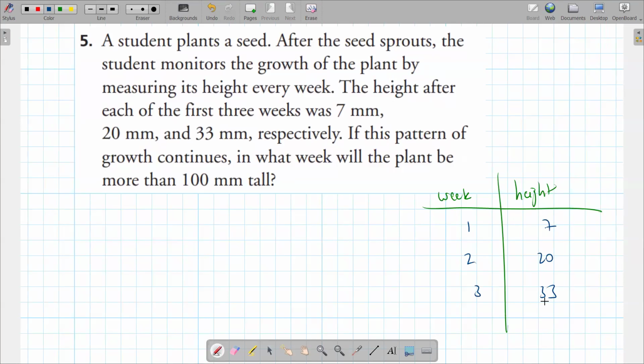What's the question asking us? I'll give you the formula. You tell me what's the unknown here. N. N is the unknown. What is A? It's 7. Yes. What's D?